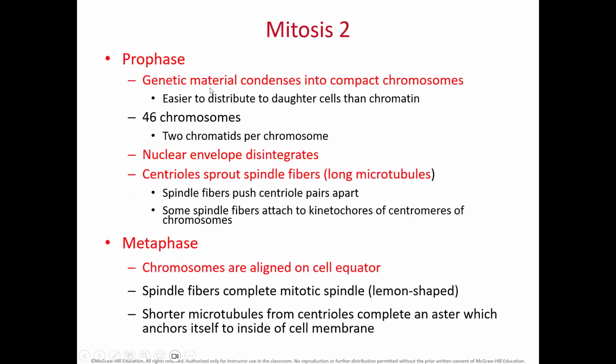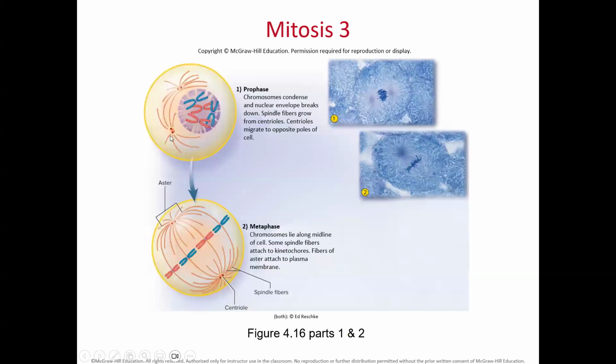In prophase, this is when we start seeing the genetic material. It condenses into compact chromosomes. Up until this point, we don't really see any chromosomes. Now we have 46 chromosomes, but they're double-armed sister chromatids per chromosome. When the nuclear envelope disintegrates, then centrioles sprout, right? And you can see these centrioles over here, they start sprouting. Now you start seeing the chromosomes a little bit better. The nuclear envelope starts to disappear, so then we can start moving the chromosomes around.